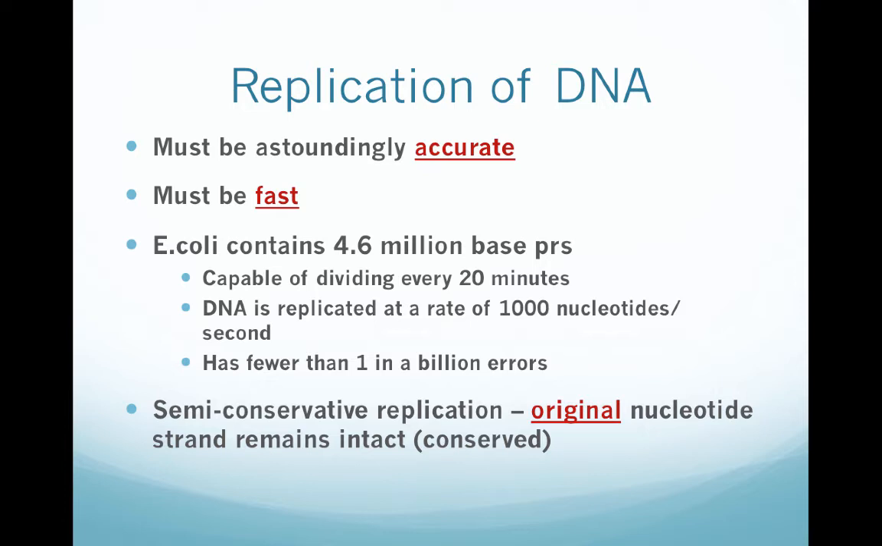DNA on average is replicated in E. coli systems at a rate of about 1,000 nucleotides per second, and it very awesomely has fewer than 1 in a billion errors. So that's a really high accuracy rate. So replication is conducted in a semi-conservative manner, meaning that the original nucleotide strand remains intact and is used as a template, so it's conserved.